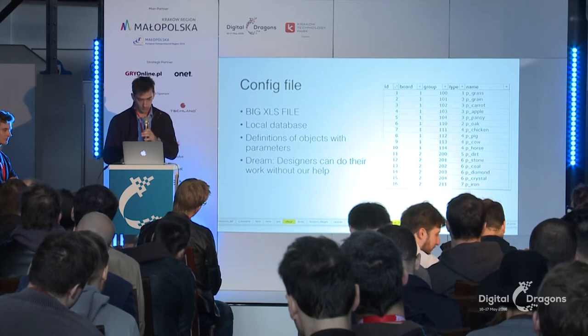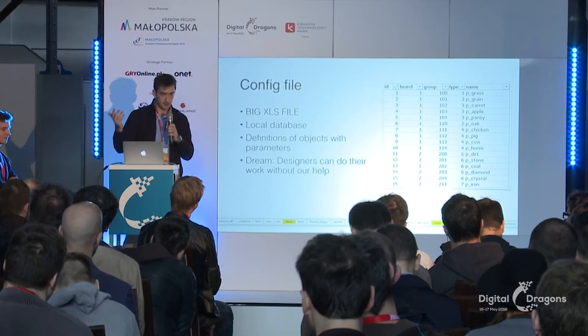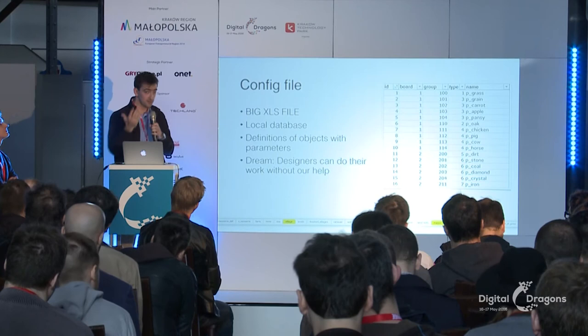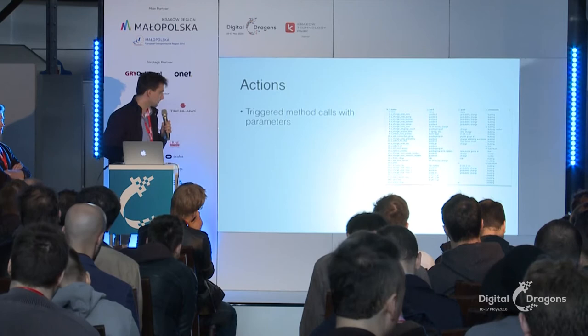Okay, we have our objects, but as I mentioned, designers are forever hungry beasts, and they always want more. So what if we want to define the behaviors of the objects? What if you want to define an object that's going to alter properties of other objects? What then? Then we created actions. I think I already mentioned them. Actions are actually triggered method calls with parameters.